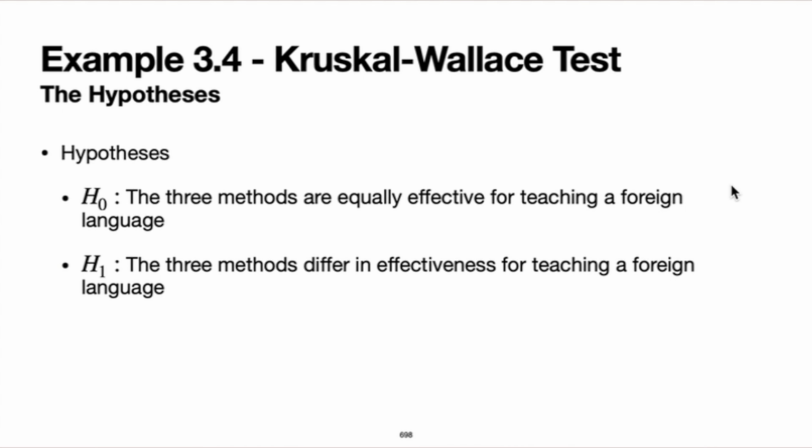All right, so the null hypothesis is that the three methods are equally effective for teaching a foreign language, against the alternative that the three methods differ in effectiveness. So at least one of the methods is different than the others in terms of effectiveness. This is a test that involves the comparison of three groups, three populations, three methods. So we're going beyond what the Mann-Whitney test, as we've seen it, is capable of, and that's why we need the Kruskal-Wallis test.